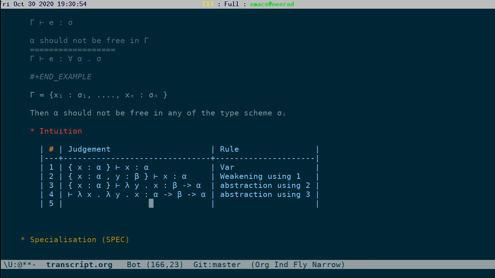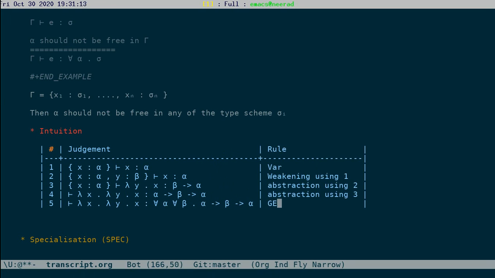Since there are no assumptions, and hence all the variables alpha and beta can be quantified, we have this, and this is using the generalization. Since this proof works uniformly for alpha and beta, we are allowed to do that. Imagine that we had stopped at this point.